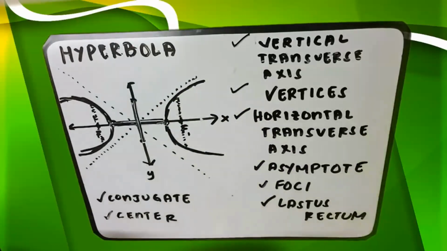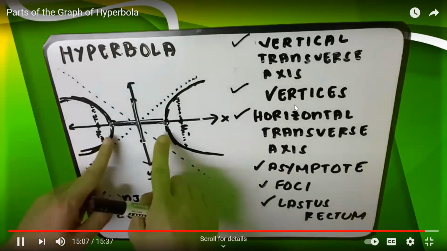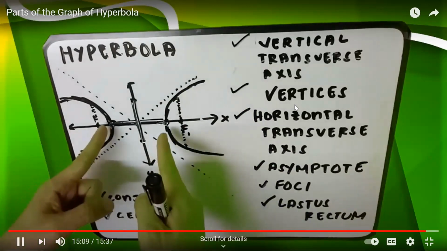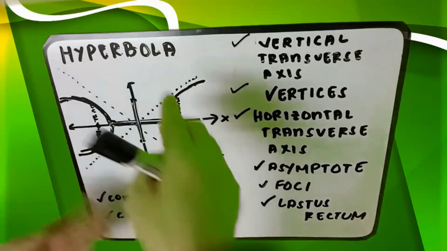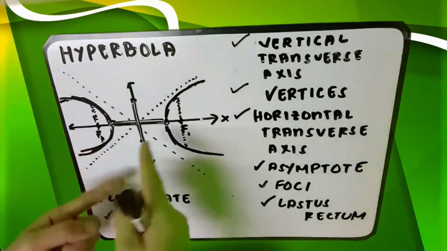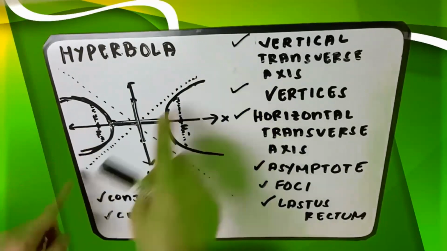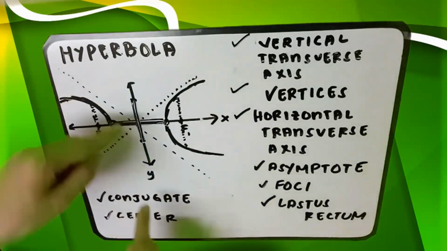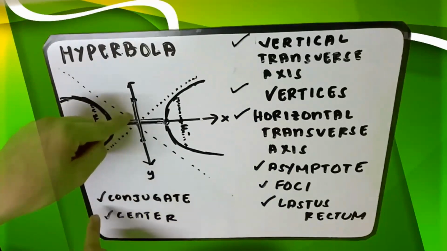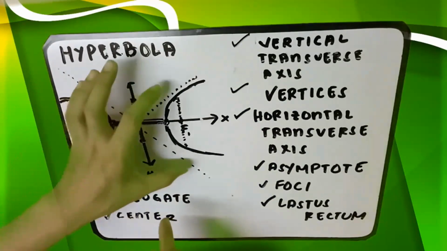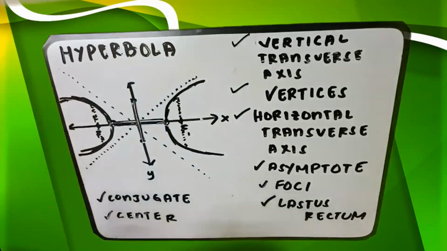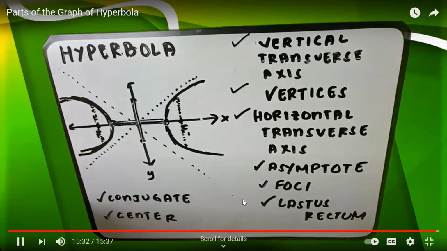So these are the parts of the graph of a hyperbola. Vertices, horizontal transverse axis. Kung patayo siya, it is a vertical transverse axis. Foci, focus 1, focus 2. Asymptote, yung diagonal. Conjugate, center. Meron pa ba? And the latus rectum. So these are the parts of a graph of a hyperbola.